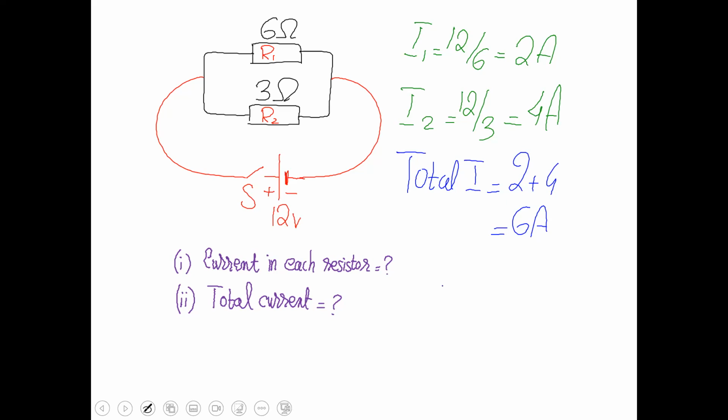So the total current is added. Now, what is the theme of this question? In parallel, voltage is the same. So they both are receiving 12 volt. I is equal to V upon R.